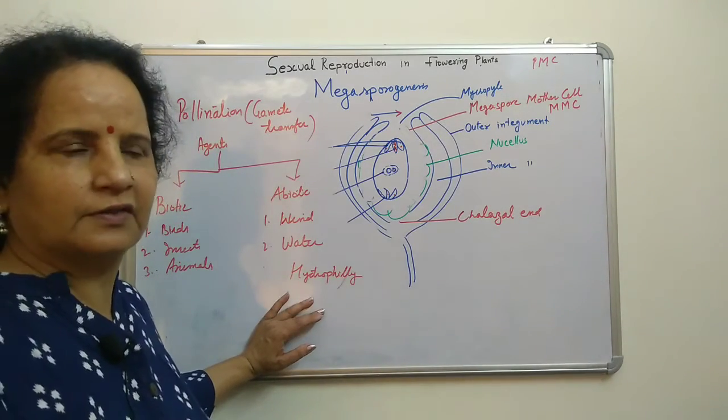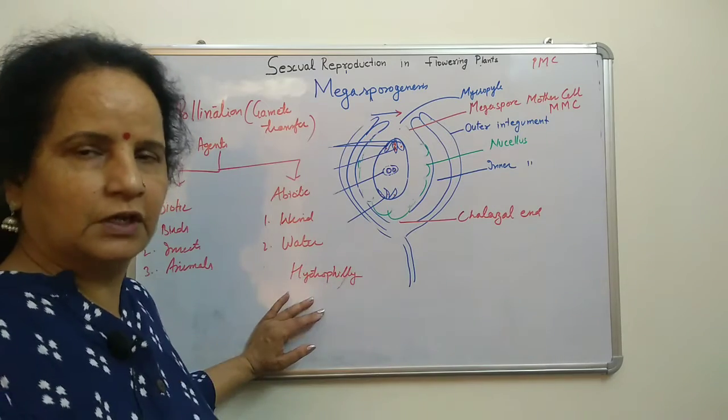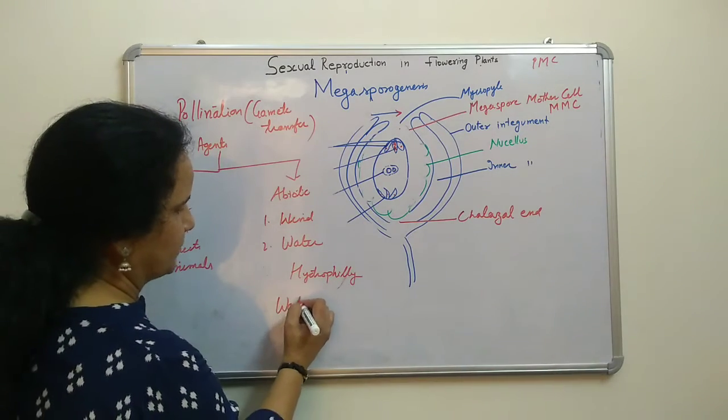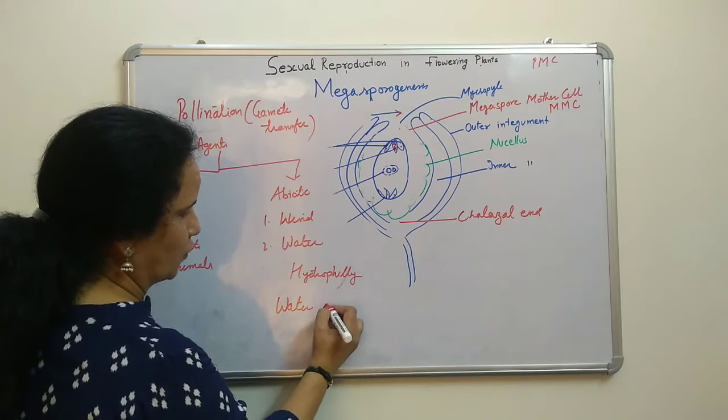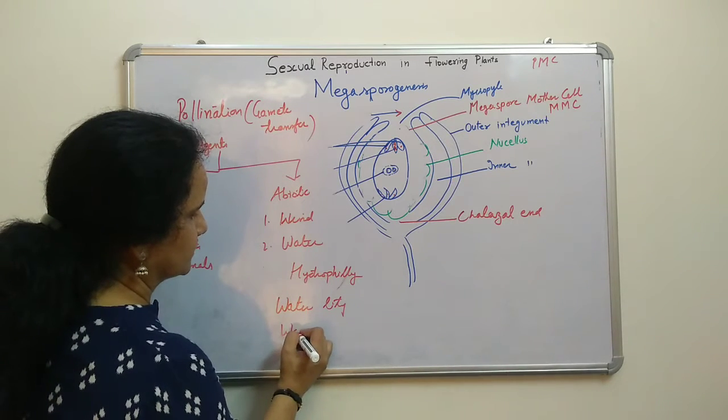As an example, water lily is given according to NCERT. Water lily is given as an aquatic plant, but it is wind pollinated. Water lily, water hyacinth.